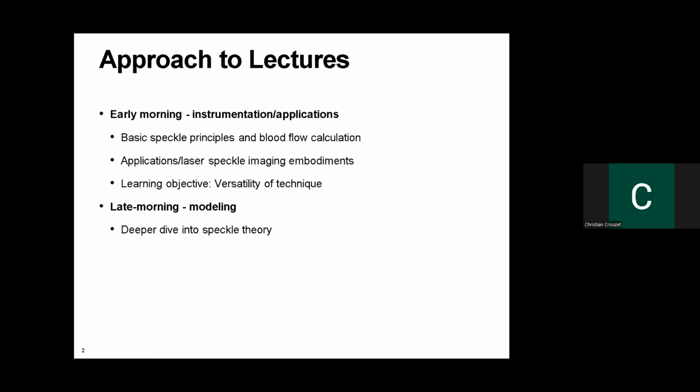So with that, as I mentioned, the principles, how we're able to utilize speckles to get blood flow information. Laser speckle imaging is a very versatile technique. We can use it in a lot of different embodiments depending on the application. So that's the one key takeaway that I'd like you to get from this first lecture: being able to utilize the principles of laser speckle imaging, but apply it in many different scenarios.